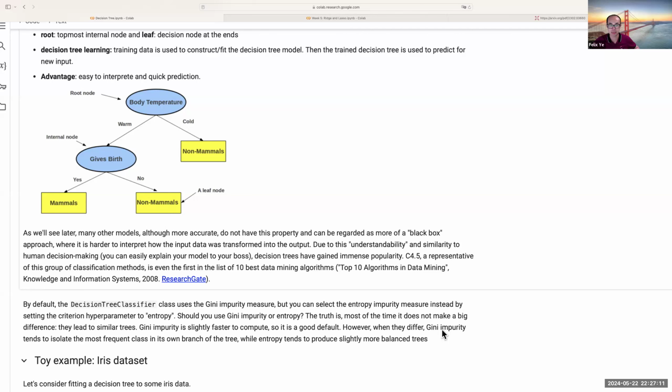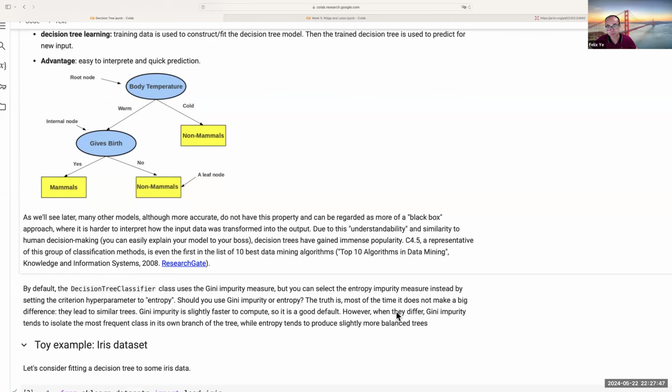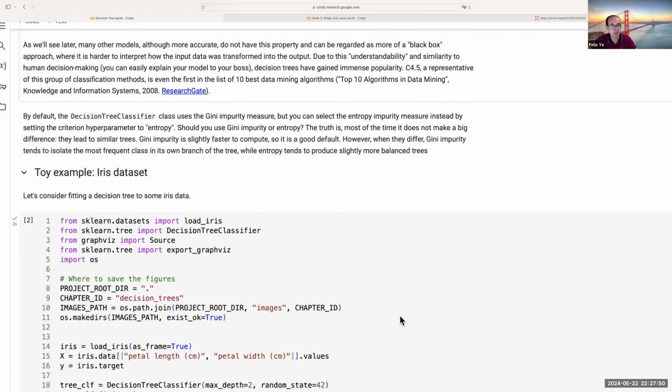Gini impurity tends to isolate the most frequent classes in their own branches, while entropy tends to produce a slightly more balanced tree. So there are slight differences, but most of the time it will not make too much difference. Gini impurity is slightly faster to compute because it's basically a quadratic function. For entropy, you actually have to take the logarithm, and usually taking the logarithm is more expensive than taking the quadratic of the numbers. So that's why Gini impurity is faster here.